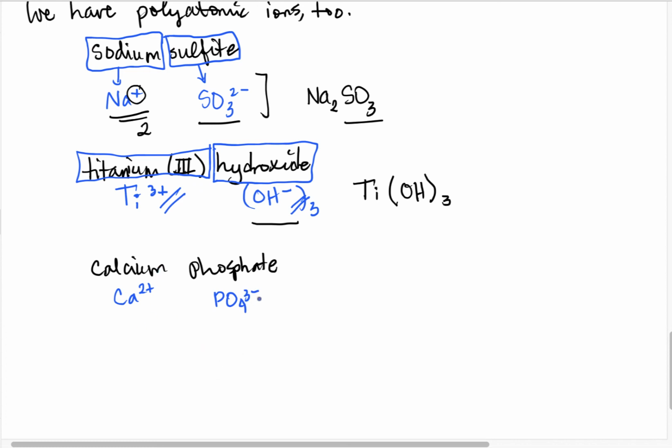So we need to do that least common multiple thing. So calcium 2+ and 3-, our multiple is 6, so we're going to multiply by 3 on the calciums and 2 on the phosphates, which is going to give us a final formula unit of calcium 3, phosphate 2.